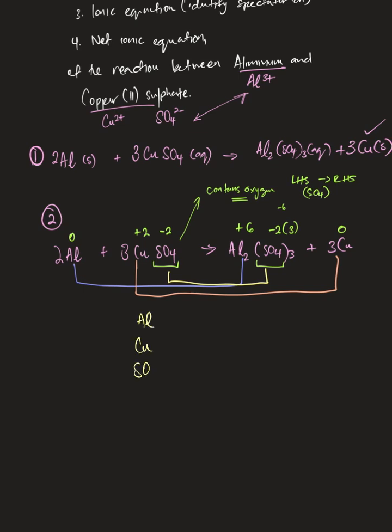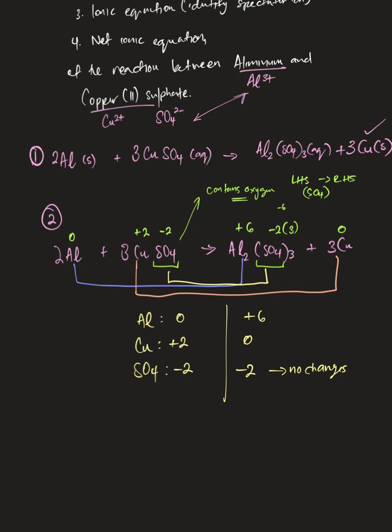On the left hand side, my aluminium was 0, but on the right hand side, it was +6. The copper, on the right hand side, it was +2, but on the left hand side, it was 0. And the SO4 stayed -2 on this side, and it remained -2 on that side. So I can already see here that I have no changes for the SO4. That means my changes come from the others. So for my aluminium to go from 0 to 6, what happened there?